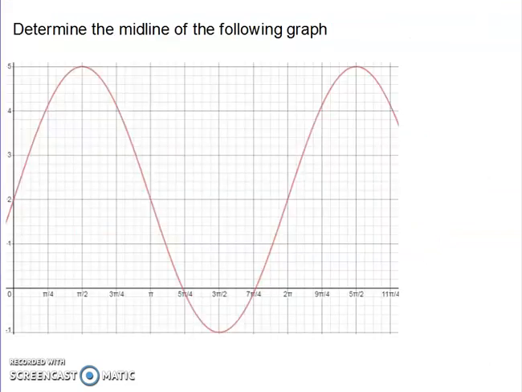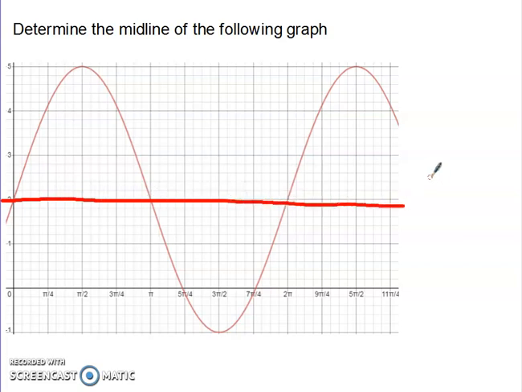Go ahead and take a sec to check out this graph and see if you can determine the midline. Feel free to pause the video if you need to. In this graph, since our peak is at -5 and our valley is at -1, my midline is going to occur at +2. So y is equal to +2 gives me the midline of this graph.